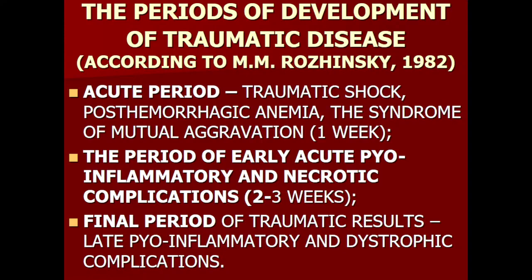Next, the periods of development of traumatic disease according to Roginski, 1982. Acute period: it's traumatic shock, including post-hemorrhagic anemia and the syndrome of mutual aggravations. How long? 1 week. Next period, the period of early acute bioinflammatory and necrotic complications. How long? 2-3 weeks. And the final period of traumatic results: late bioinflammatory and dystrophic complications.